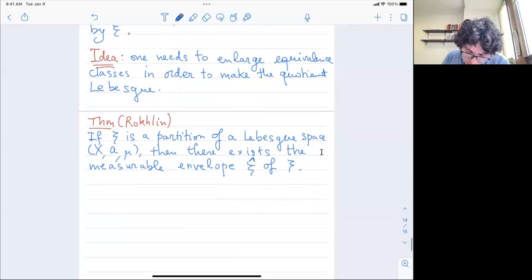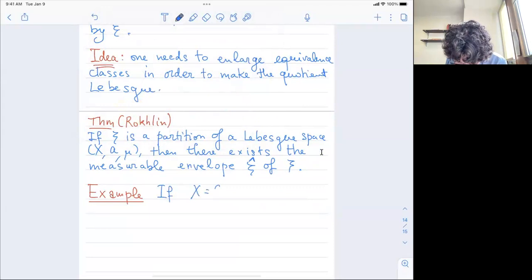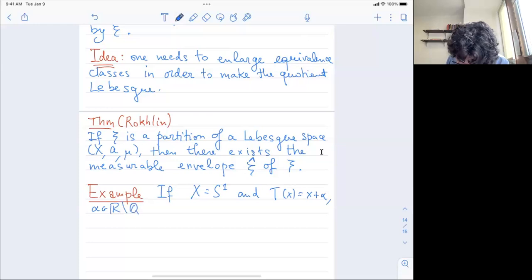So in fact, going back to the example of the irrational rotation, you get the following: if X is S1 and T is an irrational rotation, as we said before, then basically the only way to make this measurable is to take a trivial partition.